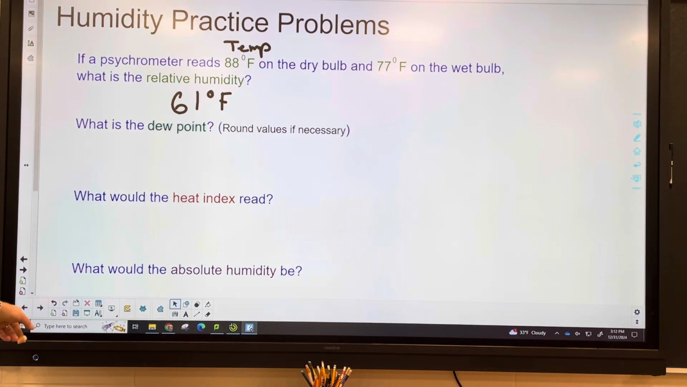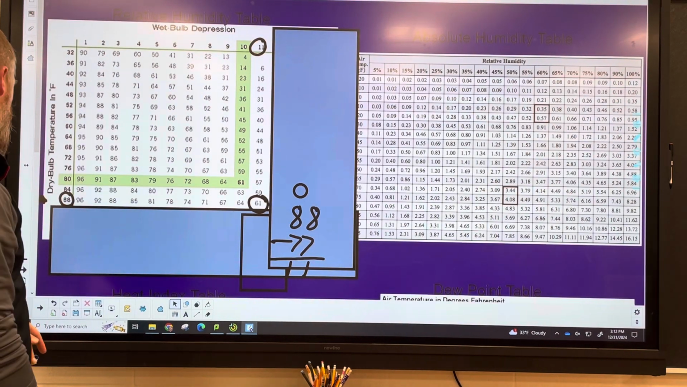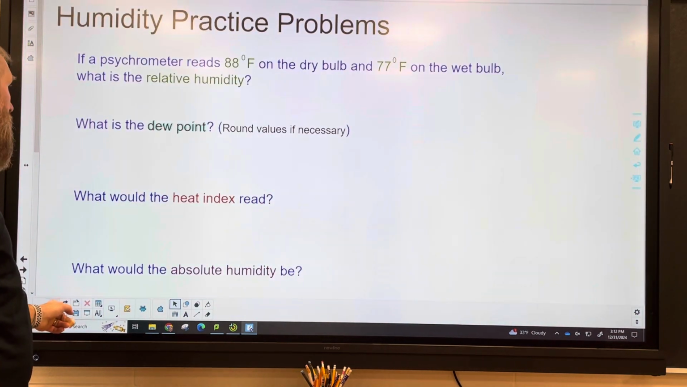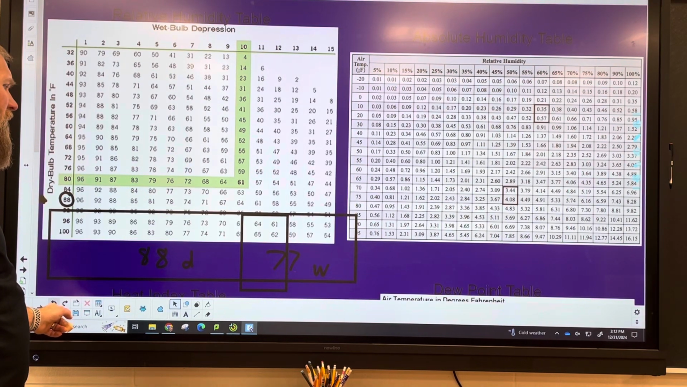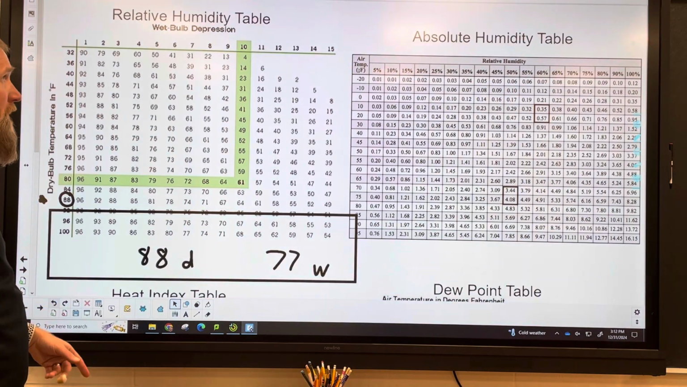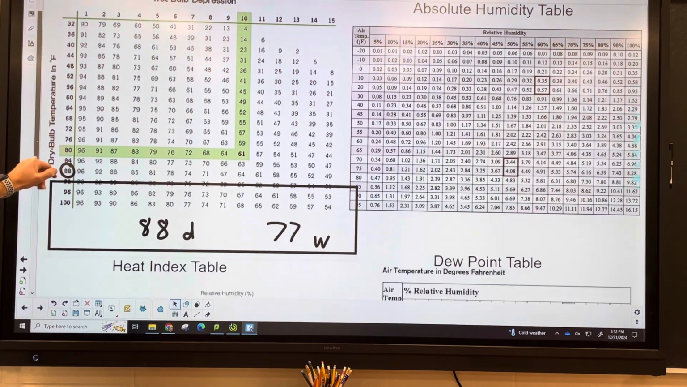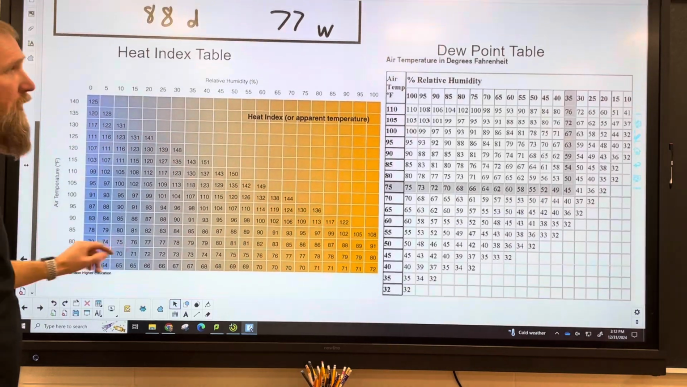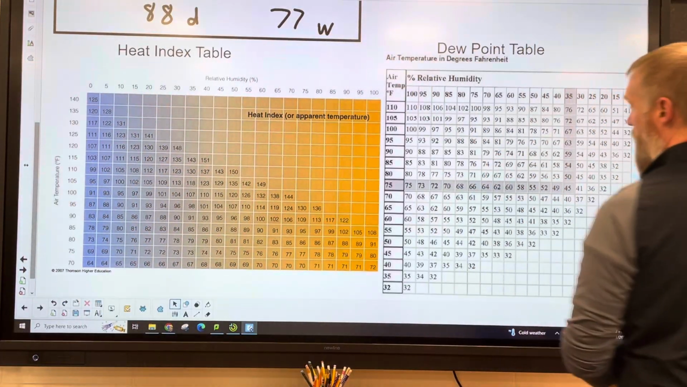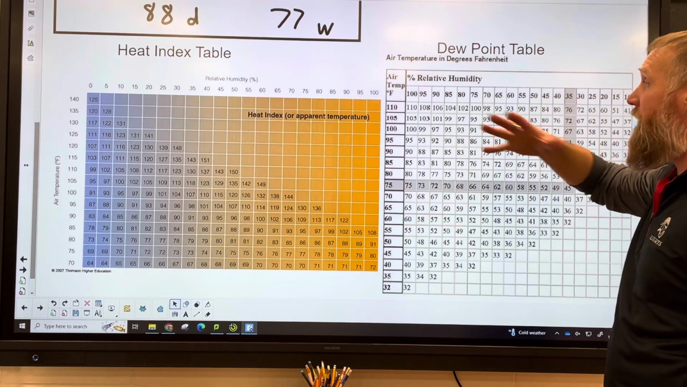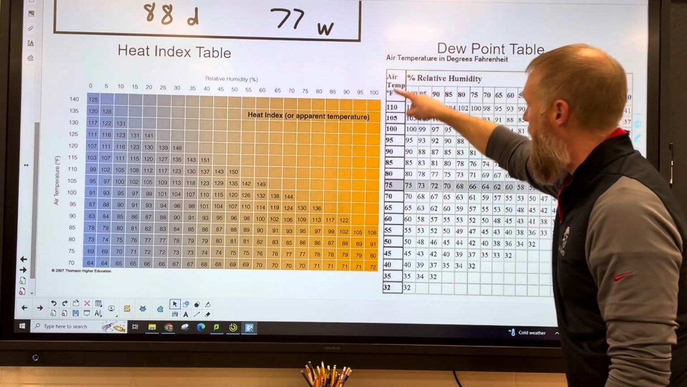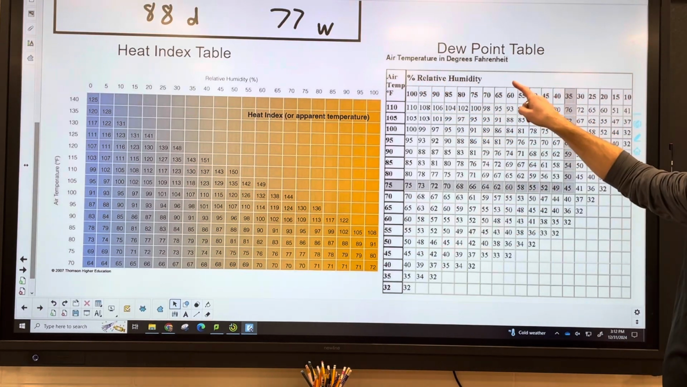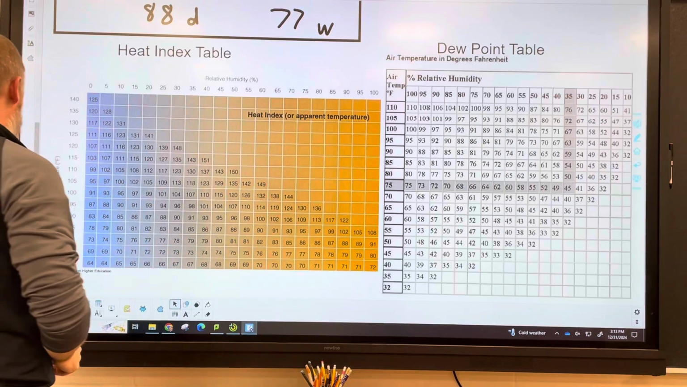All right, dew point. Let's figure out what numbers we need. I'm going to get rid of some stuff for a minute because that purple is really messing with me. Now we want to find dew point, so we have to go to the dew point tables. Here's our dew point table. You should have this sheet in your notes. If you lost it, ask for a new one. We need to know the air temperature and we need to know relative humidity. Those are the two numbers that we need.